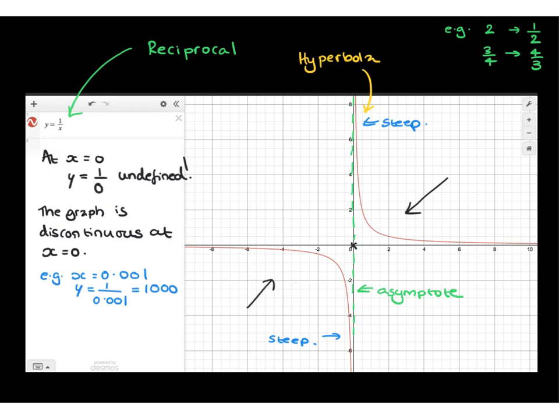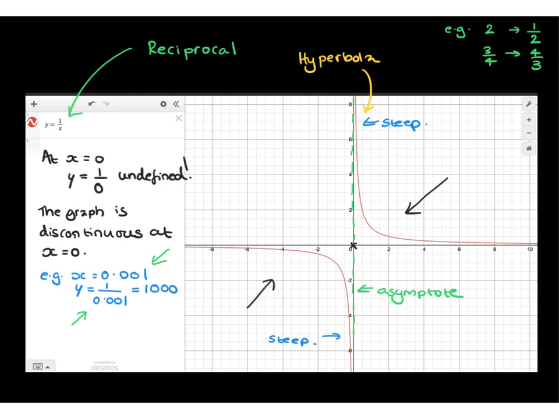And the graph approaches the y-axis asymptotically. That means it gets closer and closer and closer to the y-axis, but it will never actually cross the y-axis because you cannot have a y-coordinate at x equals 0. There's no way of breaching that. So all that happens is the graph becomes closer and closer and closer. And why does it do that? Well, for this reason here. For when x becomes very, very small, y will become very, very, very large.